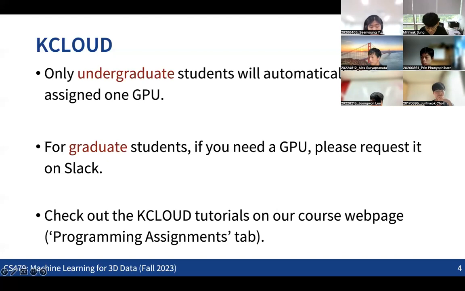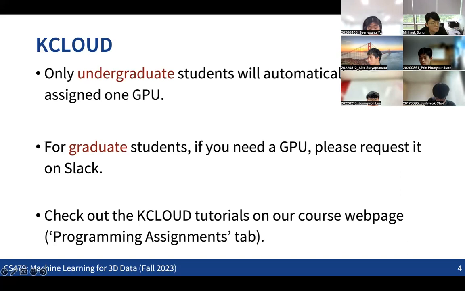If it's your first time using the K cloud, please check out the K cloud tutorial, which is also uploaded to our course webpage. We strongly recommend you start working on everything as early as possible, since it might take some time to get used to the K cloud environment and the programming assignments. Any questions about the K cloud or the programming assignments? If you did not try the K cloud yet, please check it out. There might be some technical issues with it, so if you have any issues, please let us know so that you can start the programming assignments as early as possible.